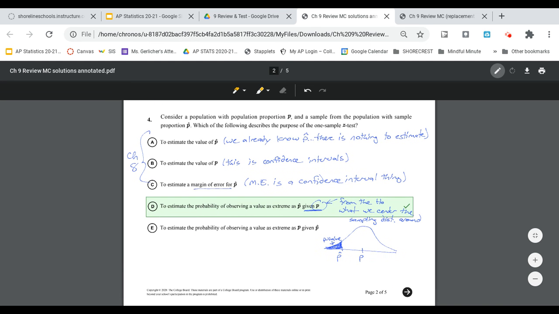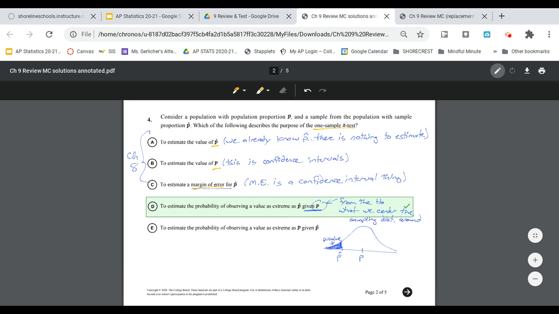Okay, number 4. They didn't give us any context. It's pretty general with the general notation. They say, what's the purpose of a 1-sample Z test? Like this whole chapter, what is the purpose of these procedures we're doing? Well, A, B, and C all refer to chapter 8 stuff. They all refer to confidence interval things. That's when you're trying to use p hat to estimate p. Margin of error is part of that calculation.